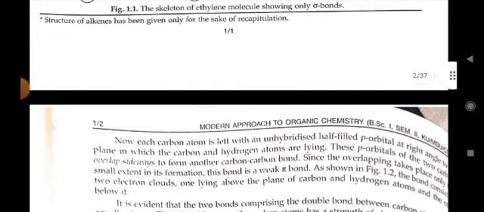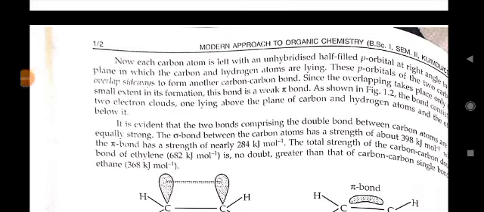Now, each carbon atom is left with an unhybridized half-filled p orbital at right angle to the plane in which the carbon and hydrogen atoms are lying. These p orbitals of the two carbons overlap sideways to form another carbon-carbon bond. Since the overlapping takes place only to a small extent in its formation, this bond is a weak pi bond. The bond consists of two electron clouds, one lying above the plane of carbon and hydrogen atoms and the other below it. It is evident that the two bonds comprising the double bond between carbon atoms are not equally strong.